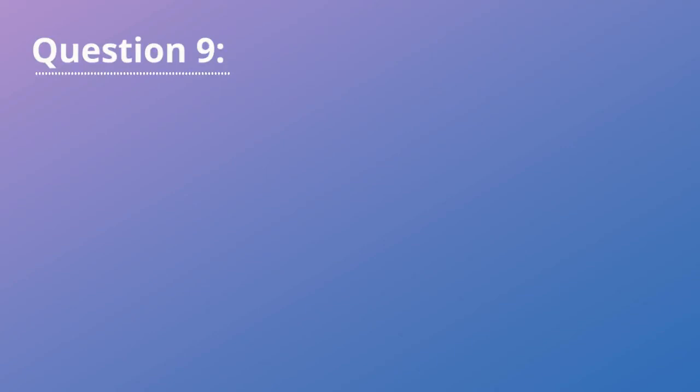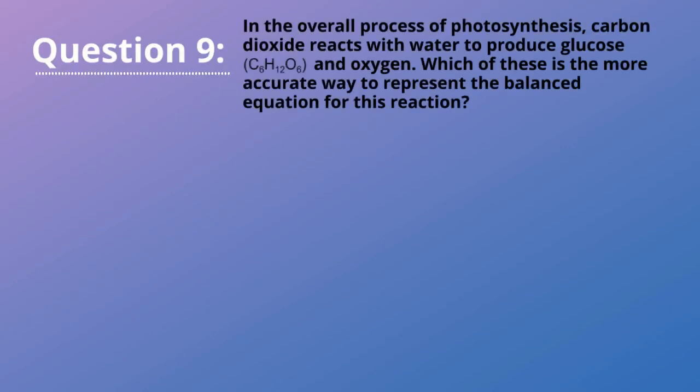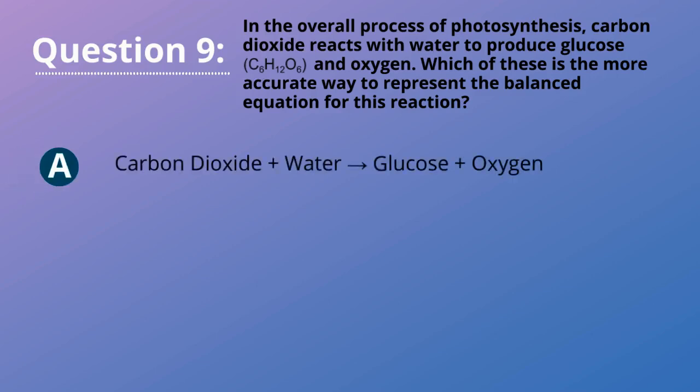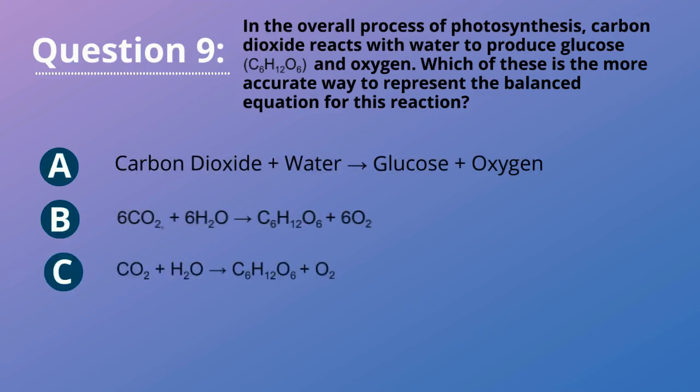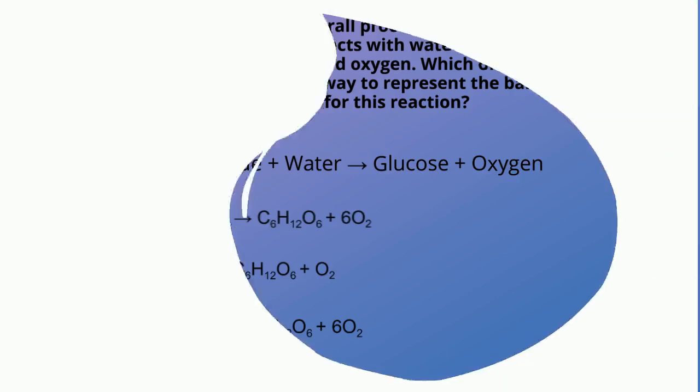Question 9. In the overall process of photosynthesis, carbon dioxide reacts with water to produce glucose and oxygen. Which of these is the more accurate way to represent the balanced equation for this reaction? A, B, C, or D? The correct answer is B.